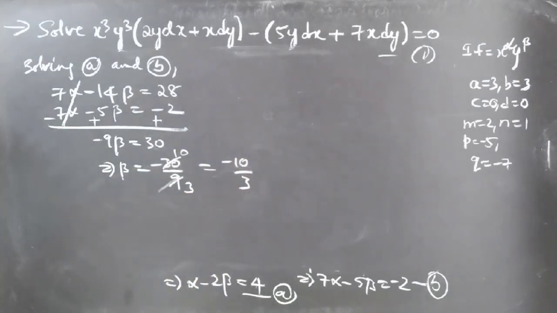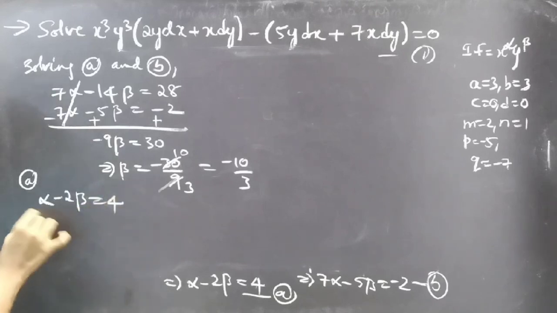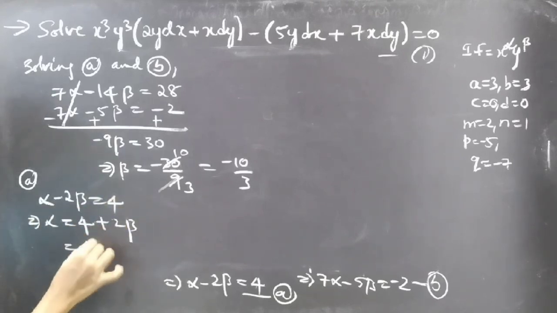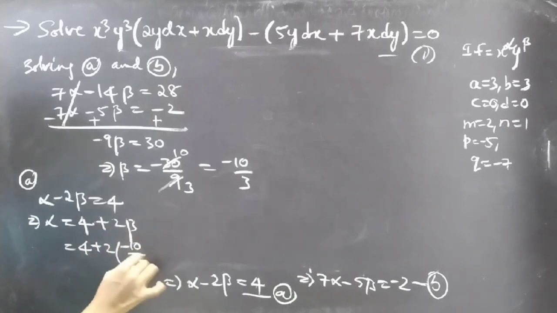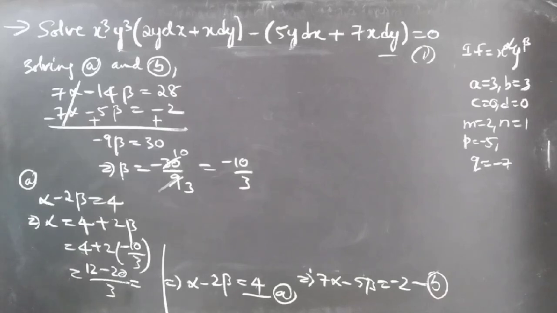Now substitute the beta value in any of these two equations. Let's find for alpha. From A, we can write this as alpha equal to 4 plus 2 beta. Now substitute the value of beta. We'll get 3 4s are 12 minus 2 10s are 20 by 3, which gives us minus 20 plus 12, minus 8 by 3.